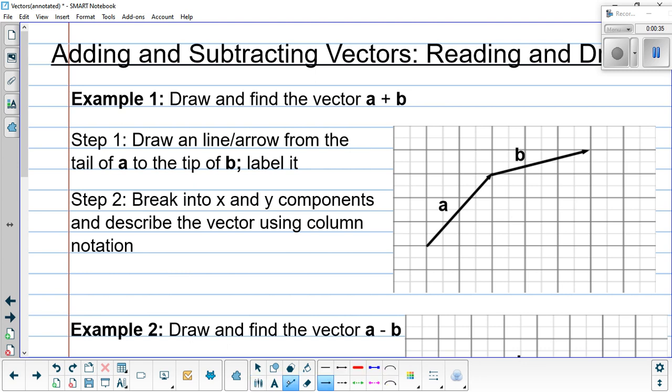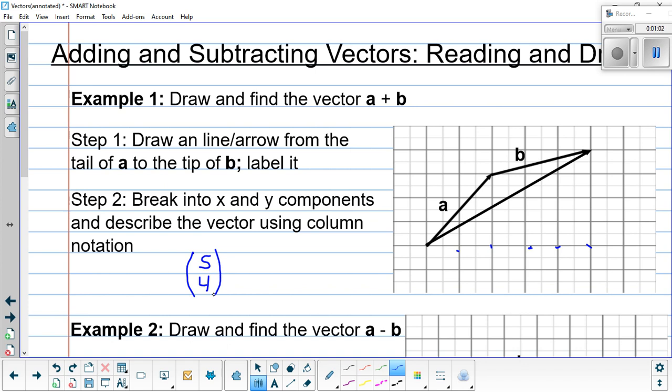So all we're going to do with these ones, if we're adding, is put one vector to the end of the other one. So adding tip to tail, that is our resultant vector. And then we can describe it using column notation. So we could look and say, well, from here I went 1, 2, 3, 4, 5 over, and then we went 1, 2, 3, 4 up.